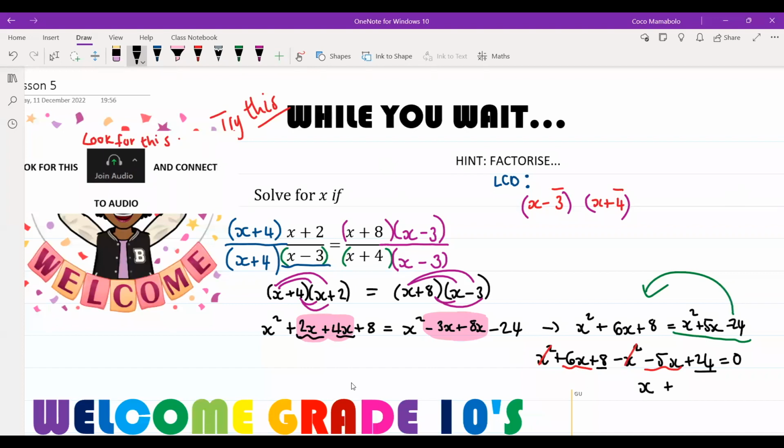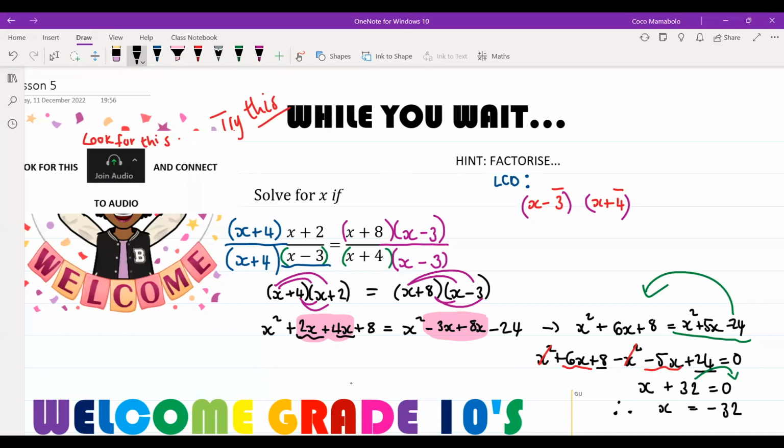Quick math. 32. Yes. Therefore x is equal to... I'm going to take the 32 back over so that I can have x on its own. So x will be equal to negative 32. That's the answer. You just need to follow the steps. There's nothing too difficult.